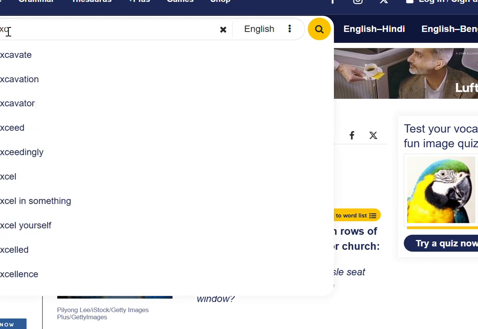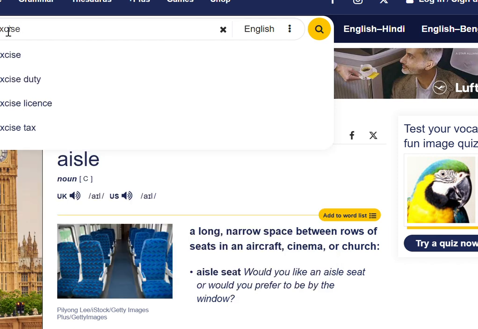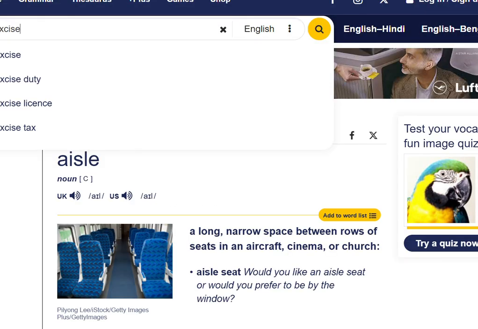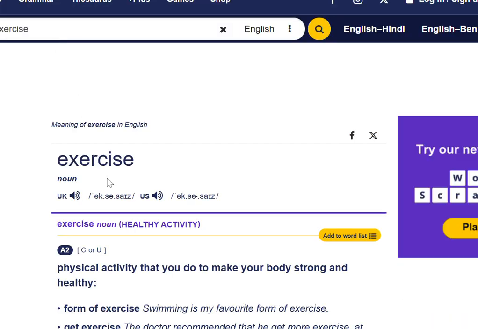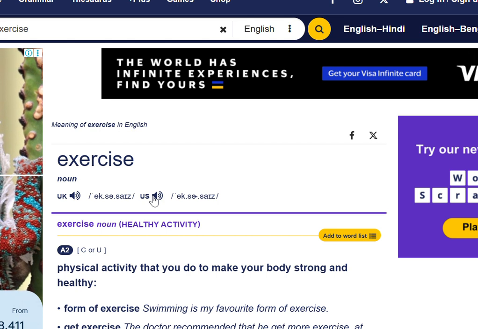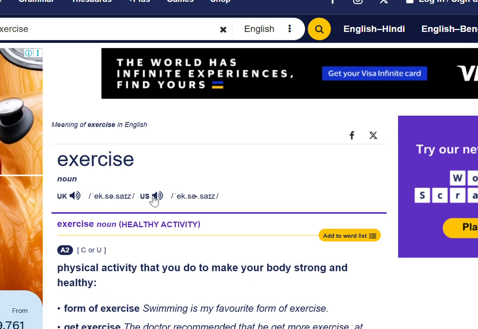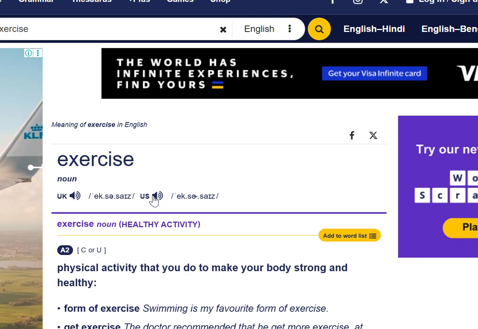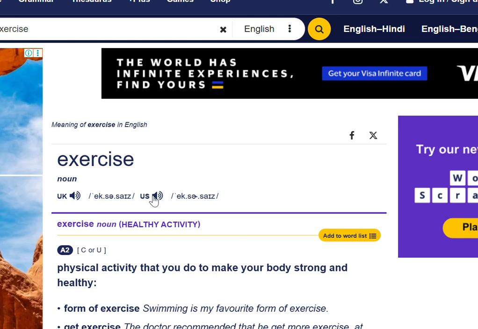So yeah, this word is exercise. I hope everybody does exercise these days. Everybody has to, because it's really very good when we do exercise for our body, right? It's really important. Exercise. The stress is on the first syllable. You heard it right. Okay, it's a physical activity that you do to make your body strong and healthy. It's a noun. Okay, exercise.